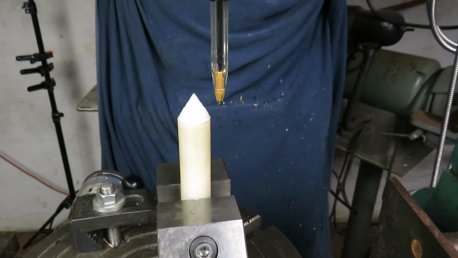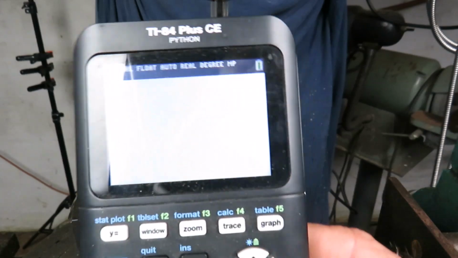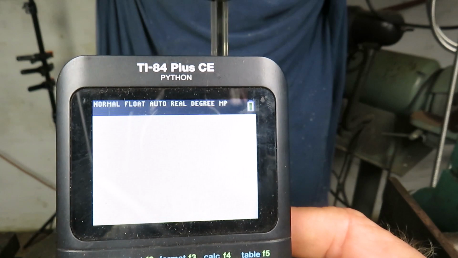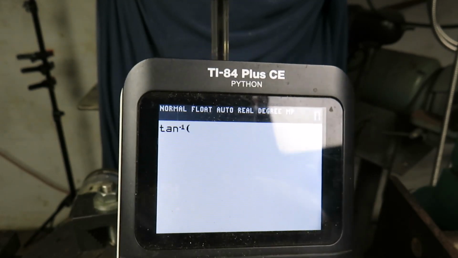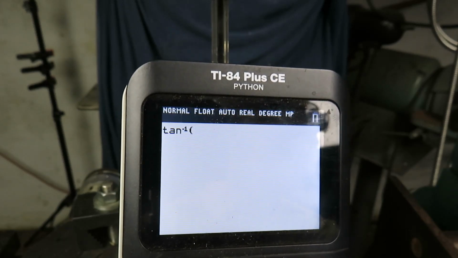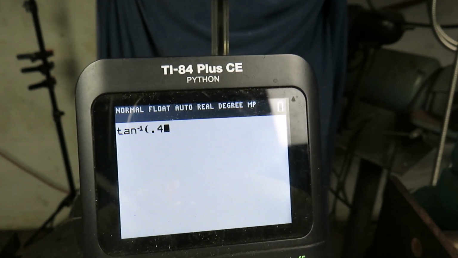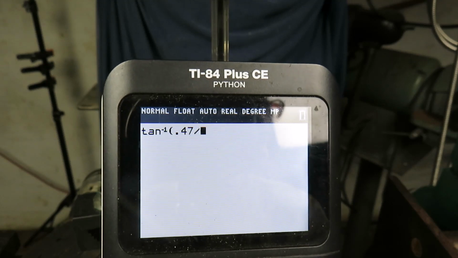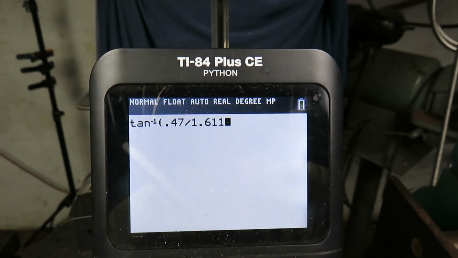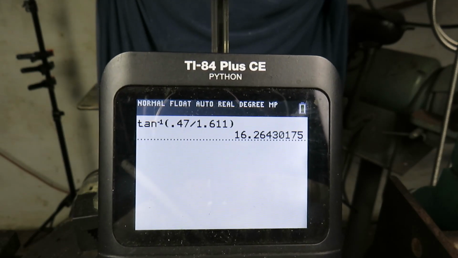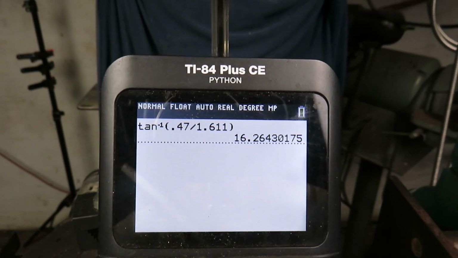So where is it now? First I'm going to do it the hard way. Okay, that's better. Okay, inverse tangent. So we want to enter 0.47. This is where that point was. 0.47 y divided by where it was in x, which was 1.611. Okay, that's how many degrees around the circle that point was, or that would be the angle of the hypotenuse.